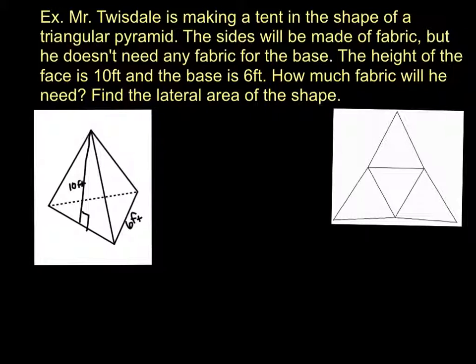Alright, so here's an example of when we're going to look for the lateral area of a shape. So the example says, Mr. Twisdale is making a tent in the shape of a triangular pyramid. Triangular pyramids, remember, they'll have a triangle base. The sides will be made of fabric, but he doesn't need any fabric for the base. The height of the face is 10 feet, and the base is 6 feet. How much fabric will he need? Find the lateral area of the shape.